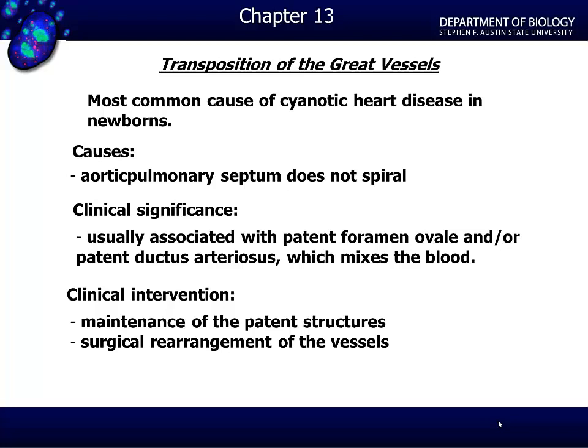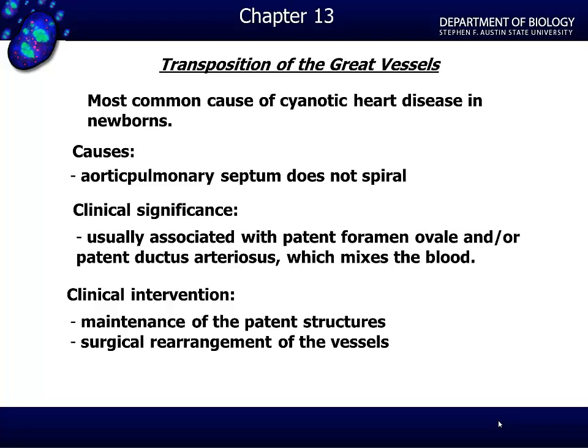So think about this. Blood's coming back from the body to the right atrium, goes into the right ventricle. Now that blood's going to enter the aorta and go back to the body. We never go to the lungs. Now on the left side, blood's returning from the lungs to the left atrium, left ventricle, and now it goes into the pulmonary trunk, back to the lungs. So you see our two closed circulations?